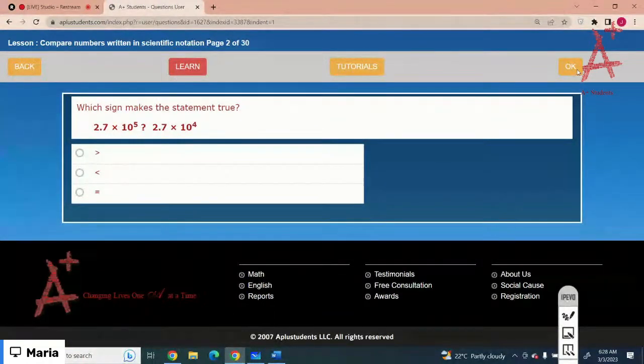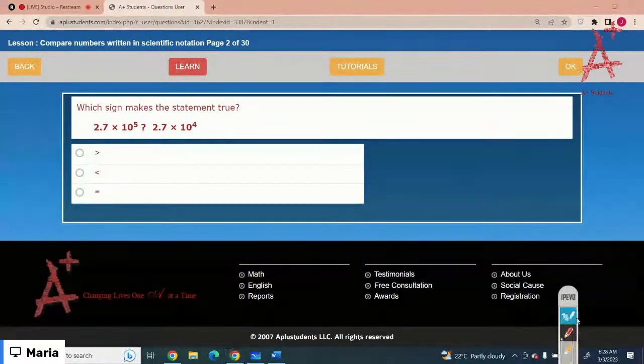Okay, 2.7 times 10 exponent 5 and 2.7 times 10 exponent 4. You have to compare. First, you have to compare their exponents. Here you have 5 and here you have 4. So which is greater? 10 exponent 5 is greater than 10 exponent 4. That means 2.7 times 10 exponent 5 is greater than 2.7 times 10 exponent 4. Got it? If the exponent is greater, that would be the greater one. So option number 1 is the correct option.